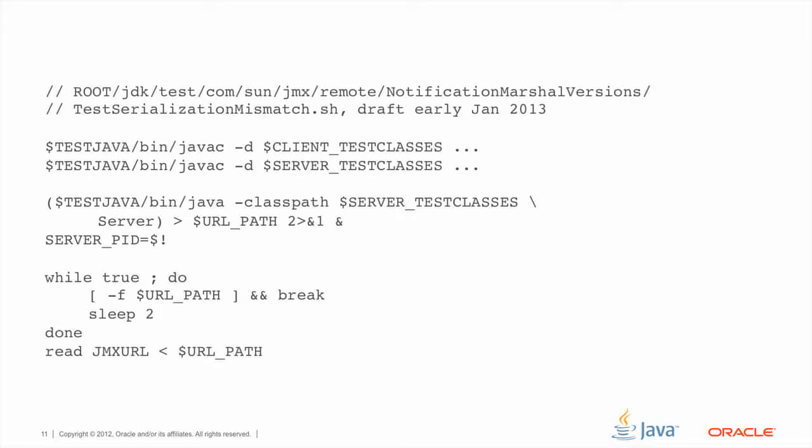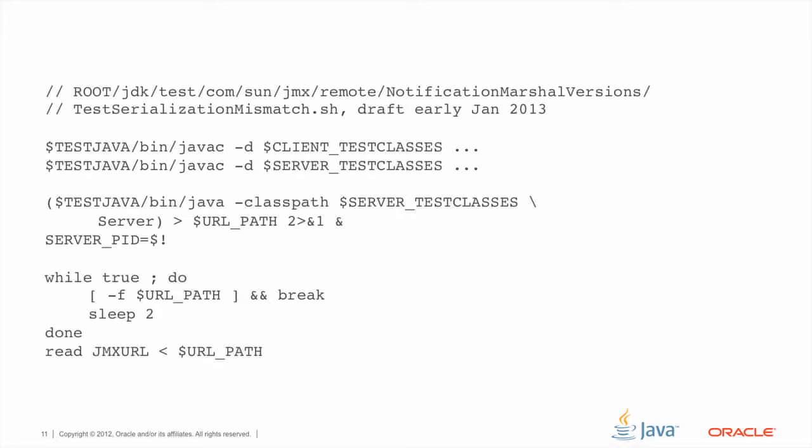We have an invocation of javac, and it compiles some Java source files, and these are for the client part of the test. And then the next line is another invocation of javac, which compiles the server part of the test. Just below that, now we have a fairly complicated command that invokes the Java virtual machine, and it adds the server classes to the class path, and then invokes the server class. So here what we're doing is we are starting up the server side part of the test.